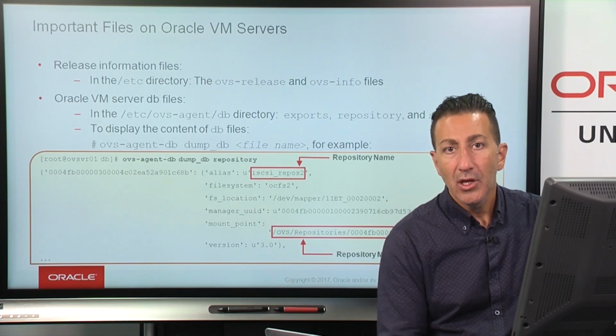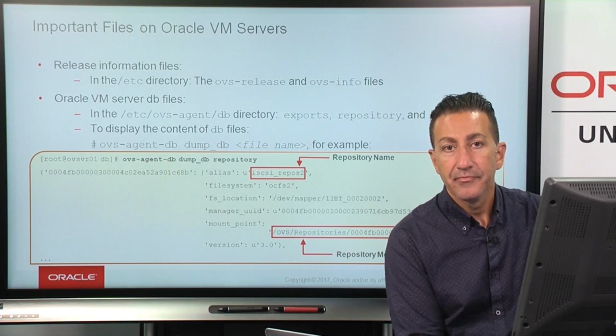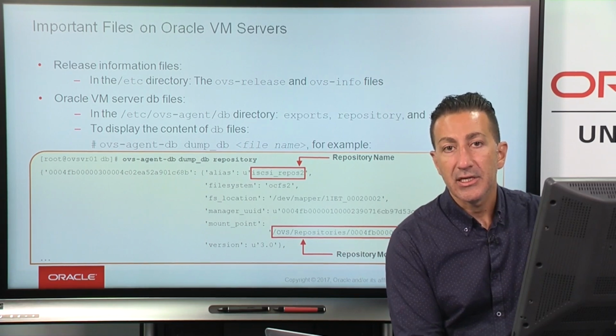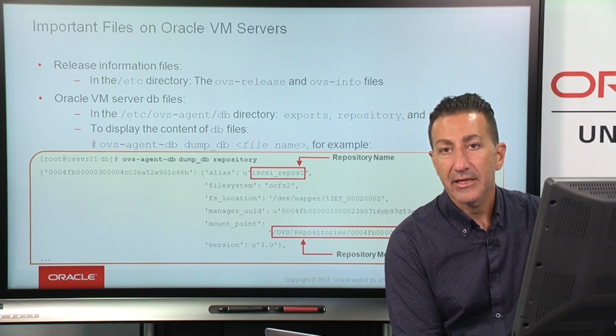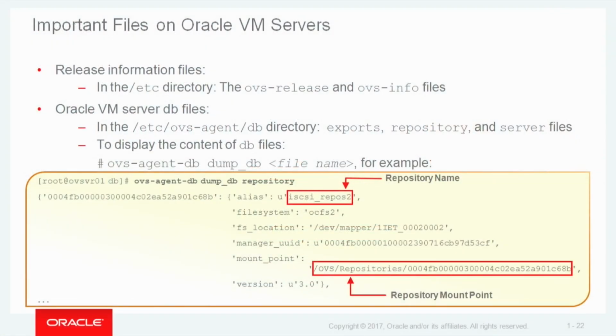Well, important files on the Oracle VM servers. First of all, to know about the release of the Oracle VM server software for x86, in the /etc directory, you have the ovs-release. Also, you have the ovs-info that shows you more detail, which is the same version and additional information about the server. Also, each OVM server has a local database. This is an internal Java database, and these are stored as DB files. So in the /etc/ovs-agent/db directory, you have the export database, the repository database, and the server database.